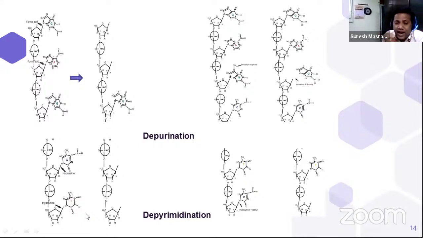But if we add sodium chloride along with hydrazine, then in this condition, it could act only on the glycosidic bond which is present between deoxyribose and cytosine.